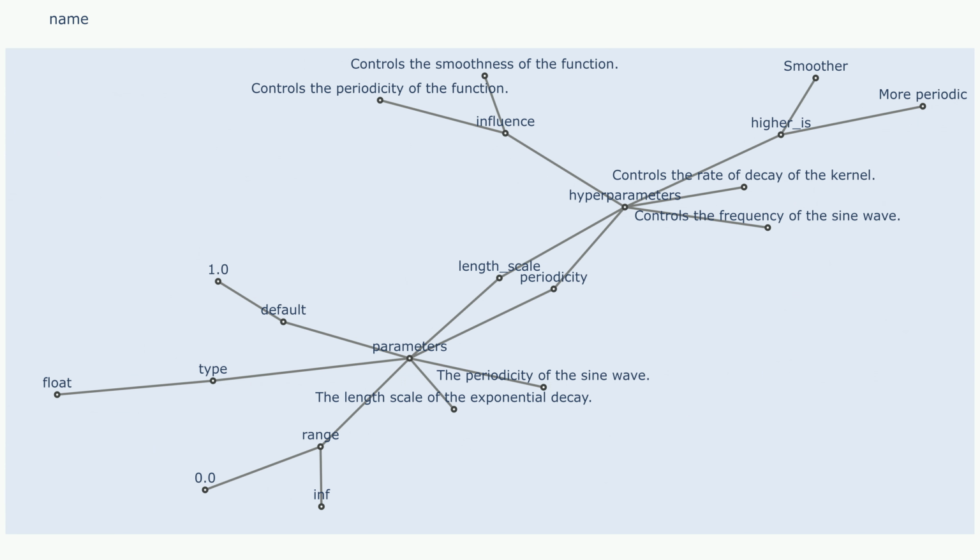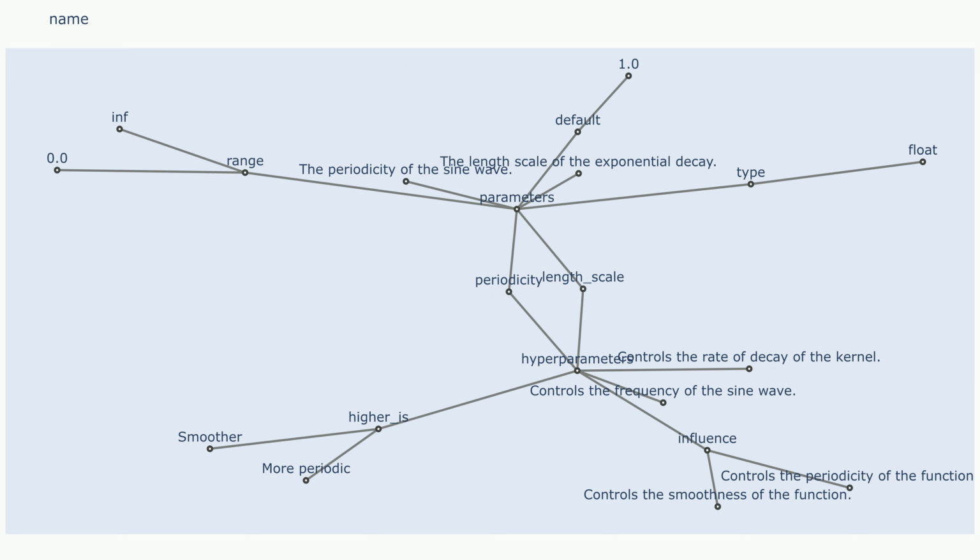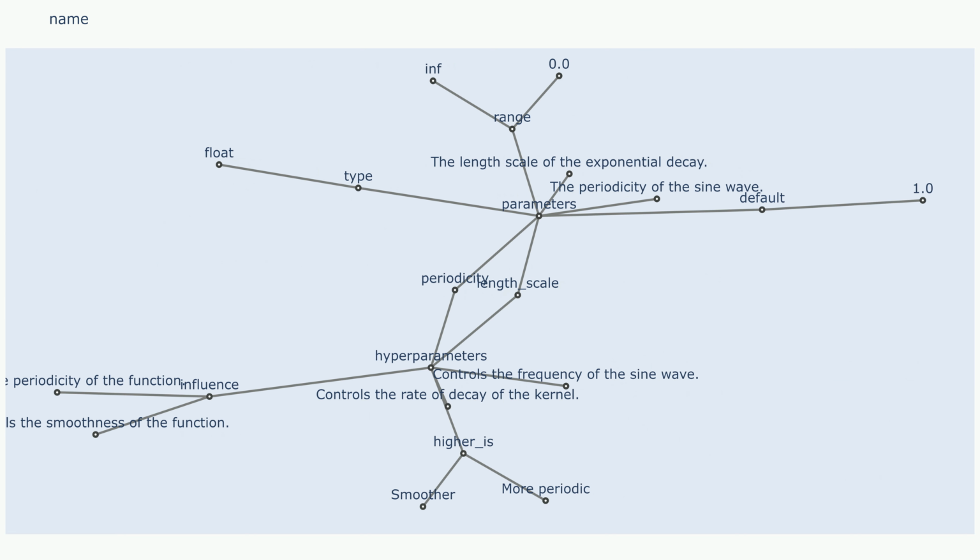5. Implementation in scikit-learn. The ExpSineSquared kernel is available as a predefined kernel in scikit-learn: from sklearn.gaussian_process.kernels import ExpSineSquared. It is used with the GaussianProcessRegressor or GaussianProcessClassifier classes to define the GP model. The length scale and period parameters can be set either during kernel instantiation or by optimizing them using the fit method.